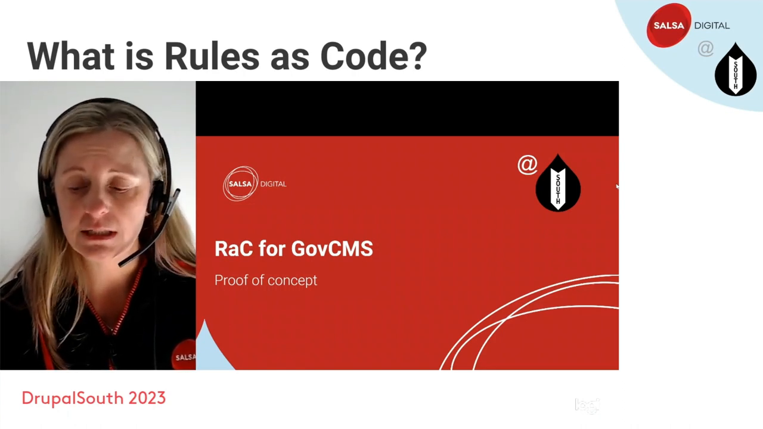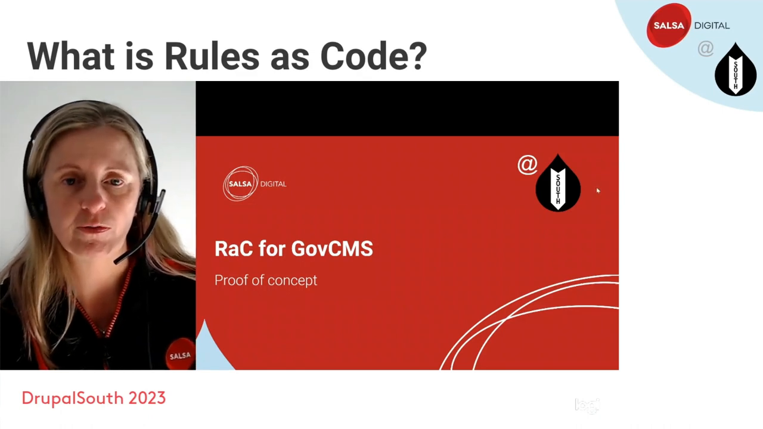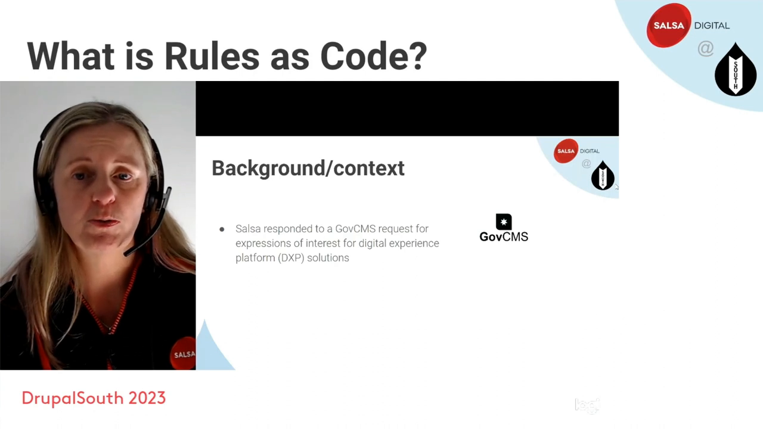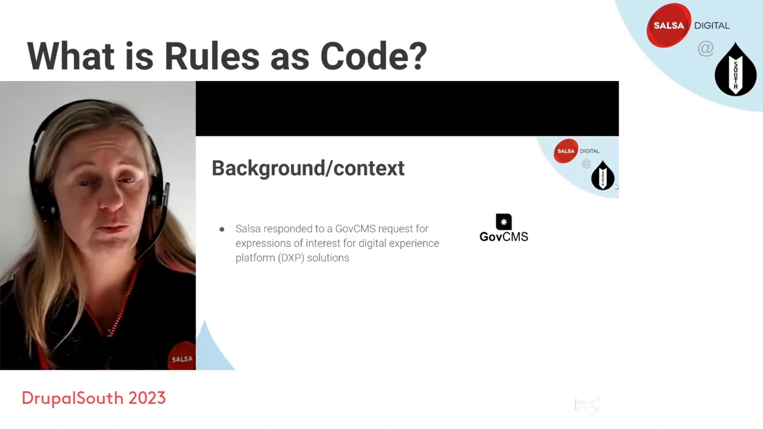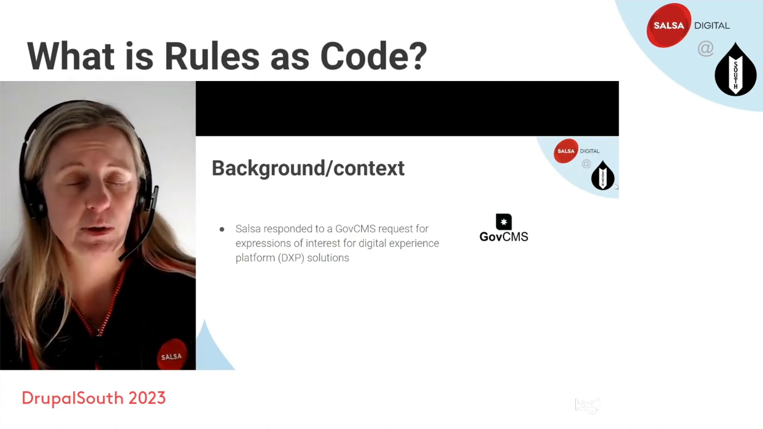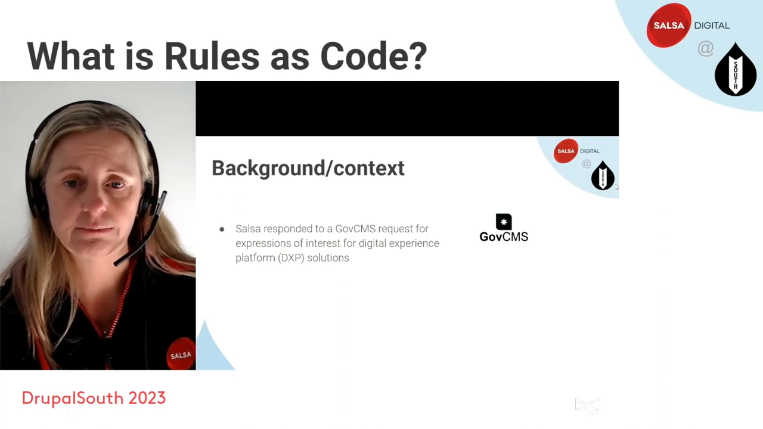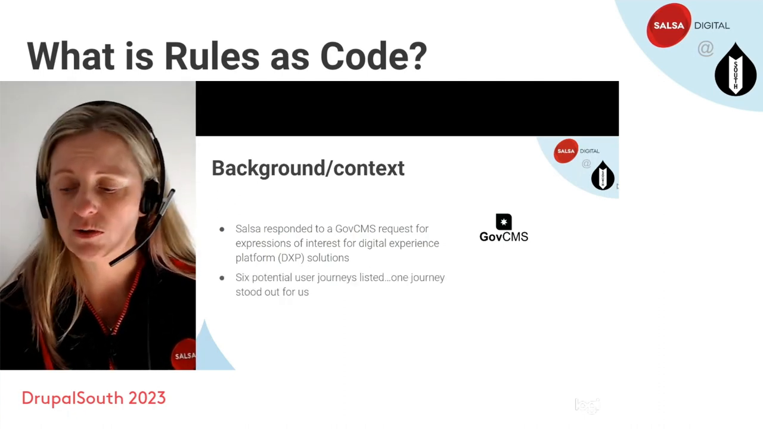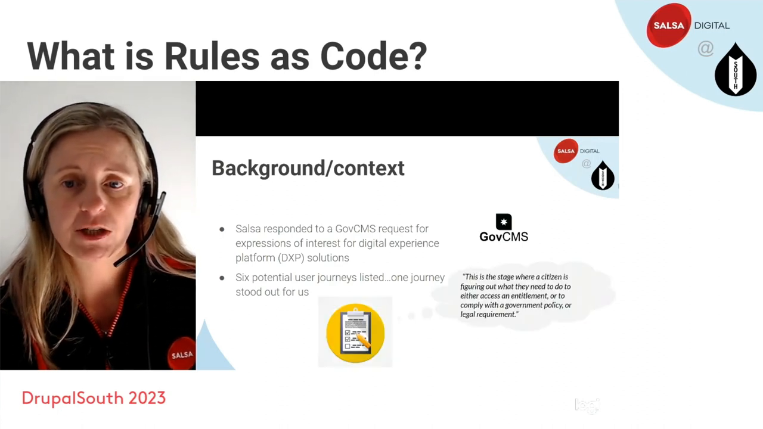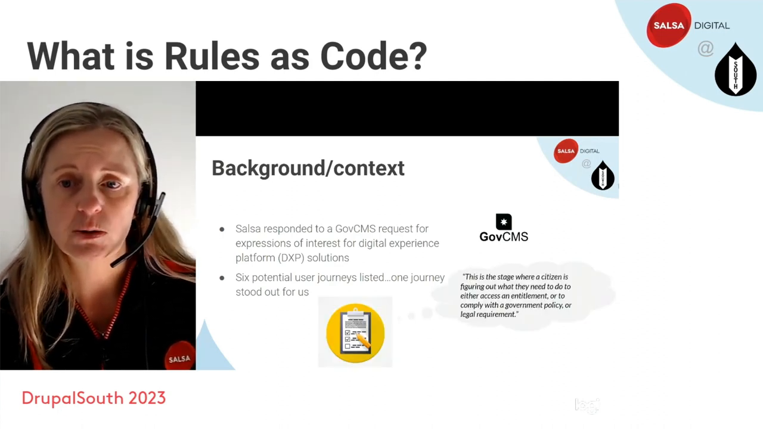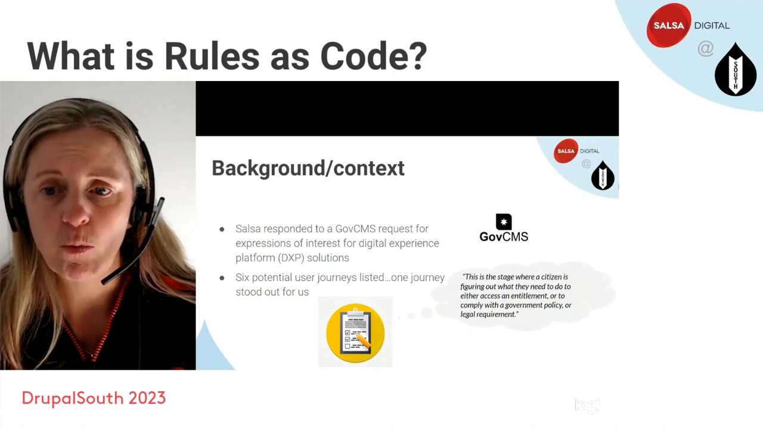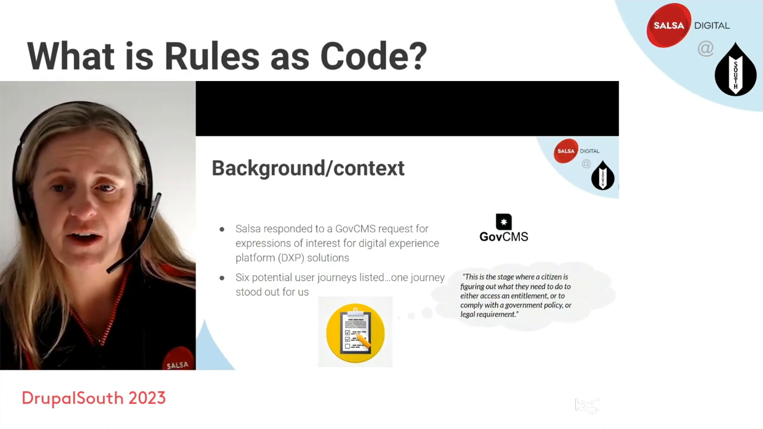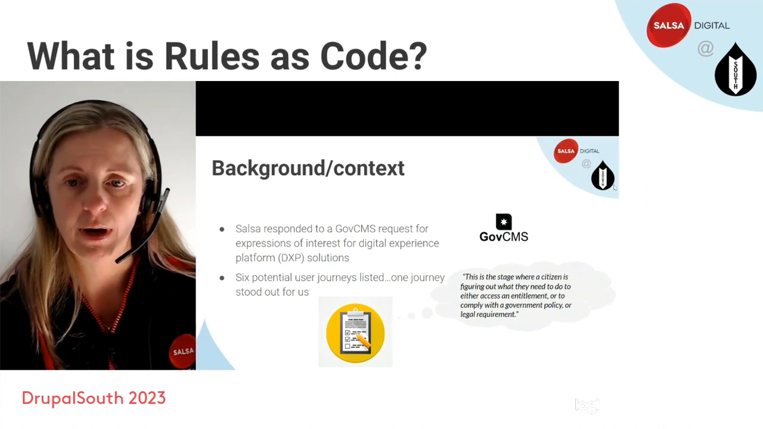The first one was for GovCMS, which was a proof of concept. This one, just for a bit of background, Salsa responded to a GovCMS request for expressions of interest for digital experience platform solutions. There were six potential user journeys, and one journey really stood out for us, and that journey was, this is the stage where a citizen is figuring out what they need to do to either access an entitlement or to comply with a government policy or legal requirement.